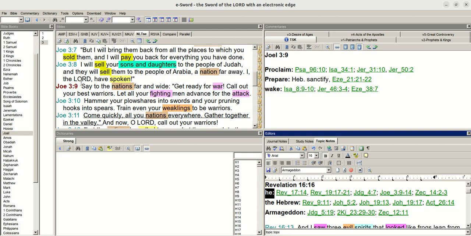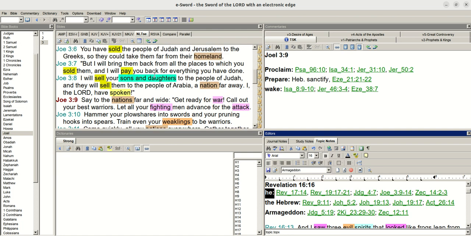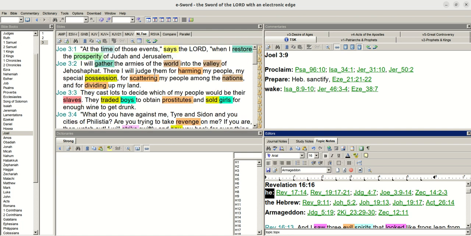Okay, and if we look at Joel 3:9, the next link, "Say to the nations far and wide, get ready for the war, call out your best warriors, let all your fighting men advance for the attack. Hammer your plowshares into swords and your pruning hooks into spears, train even the weaklings to be warriors." You might want to back up a couple of verses here, and we can go into the introduction, and it's a good place to start.